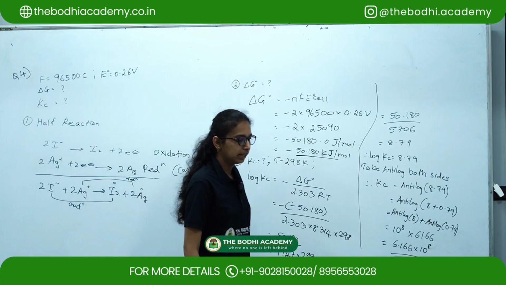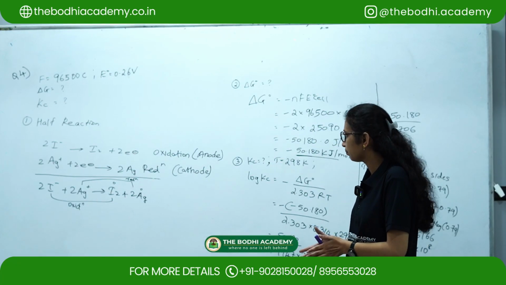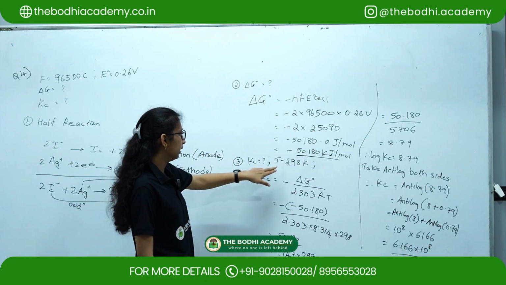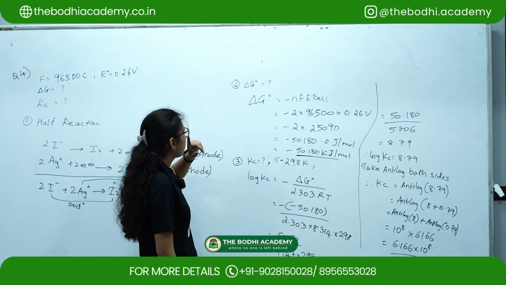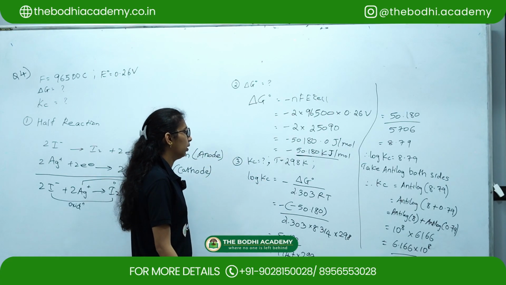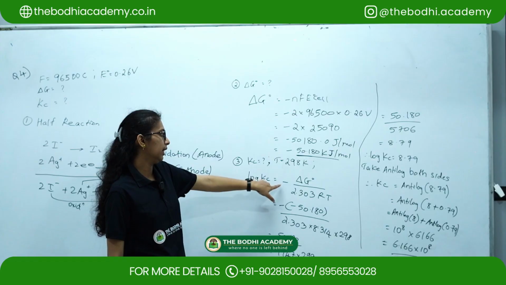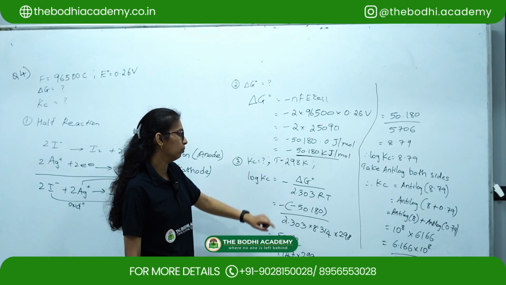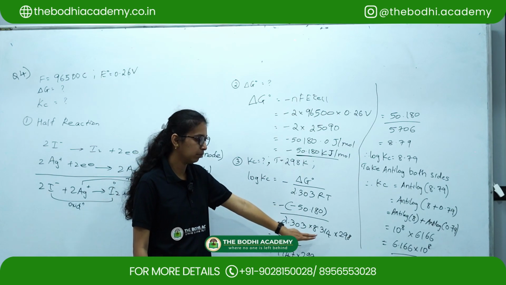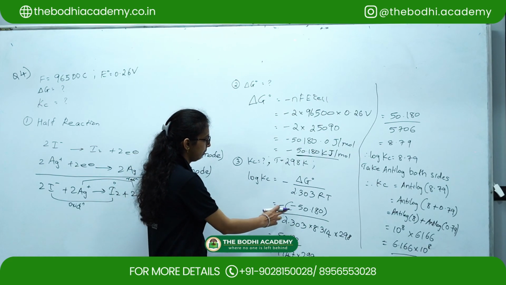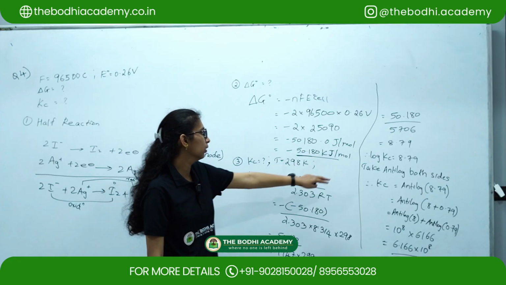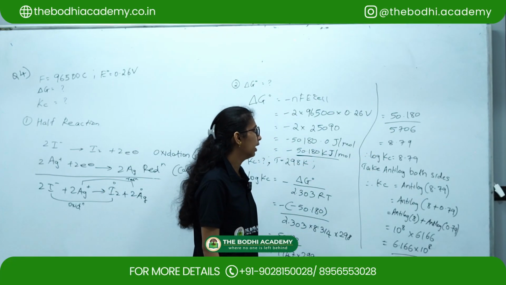Then they have asked us to calculate the equilibrium constant, which is Kc. Log Kc, temperature is there. And delta G naught value is there. Then we just have to substitute. This is the formula. Log Kc equals minus delta G naught upon 2.303 RT. R is your gas constant, T is your temperature. Just substitute the values. Minus and minus, minus, minus will become plus. When you solve this, you will get 8.79.